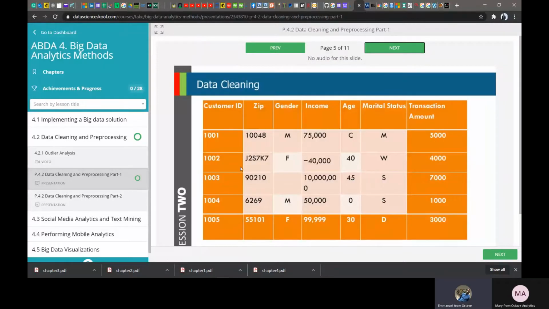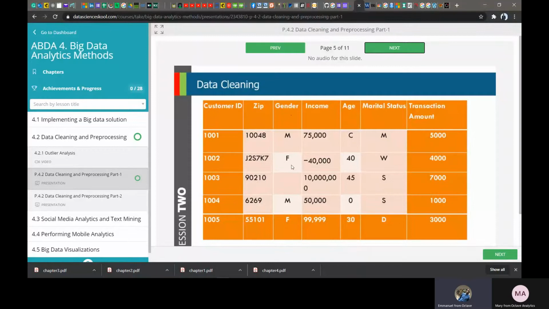So, data cleaning. If we look at this table, I will see customer ID, zip code, gender, income, age, marital status, transaction amount. Now, the column customer ID is fine. For the zip column, we have some zip codes with 5 characters, some with 6, some with 4, and one that has no data. So you might want to investigate why we have all of this.